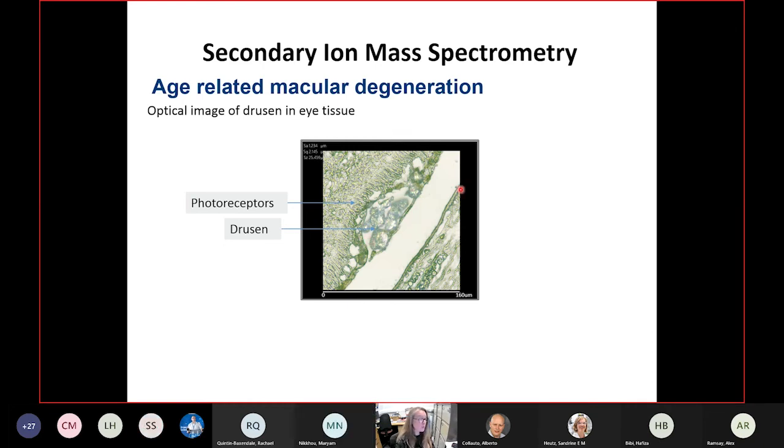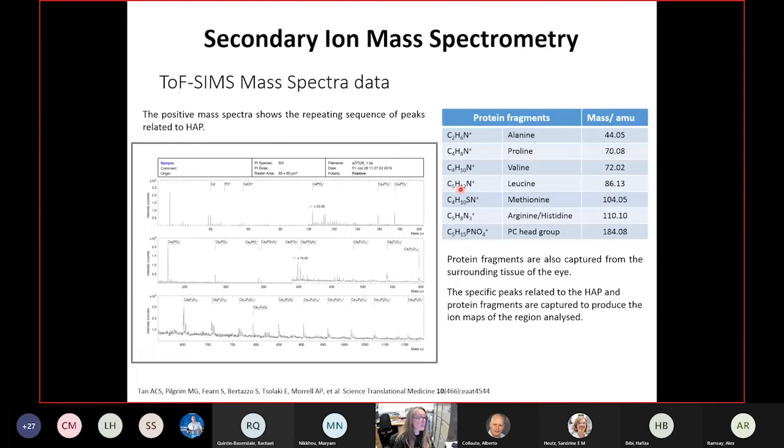And so what we can do with the SIMS is we can map that surface. First of all, we get the mass spectra, and here we're up to quite high masses. And what we can see being captured here at regular intervals are calcium phosphate peaks related to hydroxyapatite. So in between each of these peaks, going backwards, we're losing a calcium oxide unit.